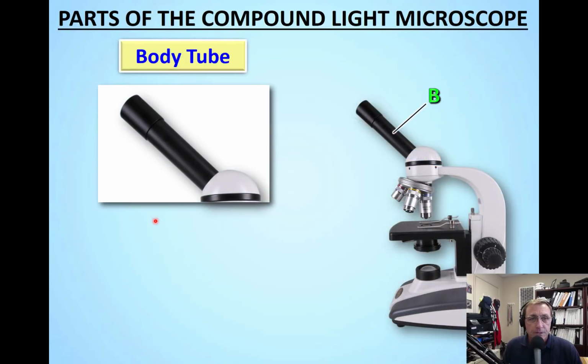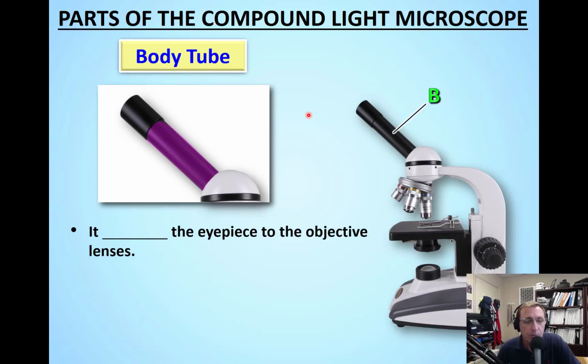Okay, so talking about parts of the compound light microscope. Here we go. We're moving on from the eyepiece at the top here to B, which is the body tube. There's the purple highlight. Very exciting. It connects the eyepiece, this top part that magnifies about 10 times, to the objective lenses down here, typically 3 of them, and through this capsule right here.